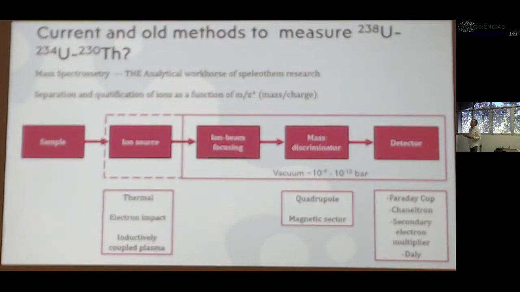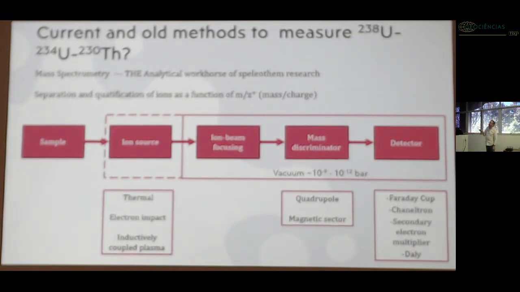So basically, a mass spectrometer is an instrument that allows the separation and quantification of ions as a function of their mass-to-charge ratio. Basically it means that there must be a way to ionize uranium or thorium or whatever element you're interested in, sometimes even a molecule, and you analyze and separate those ions based on the mass-to-charge ratio. You have your sample, and your sample has to be introduced into an ion source. That ion source might or might not be within a vacuum chamber. The rest of the instrument is at a really high vacuum.